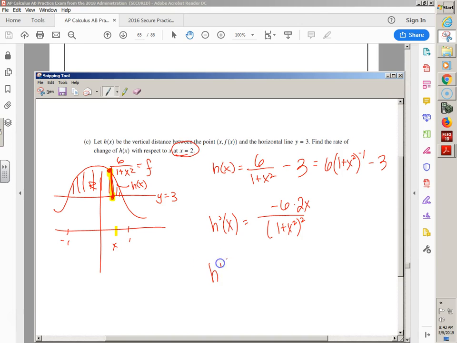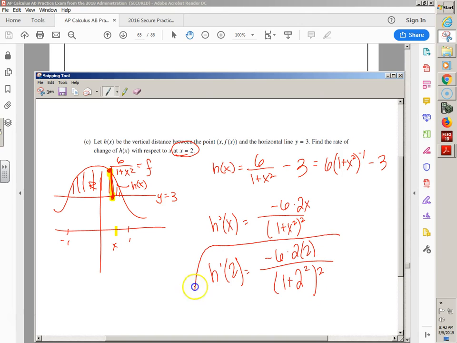Last step. H prime of 2 is equal to, if you're not very confident, or if you just want to stick it to the man, put in the 2 and be done. As long as you have a numeric expression, aka an answer with numbers, you never have to simplify.